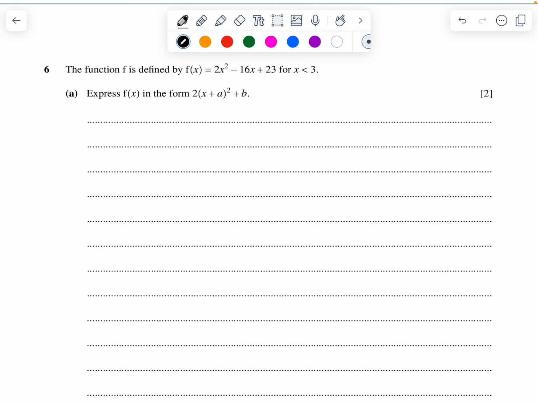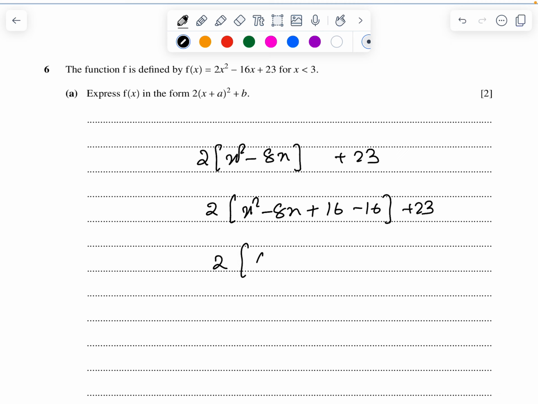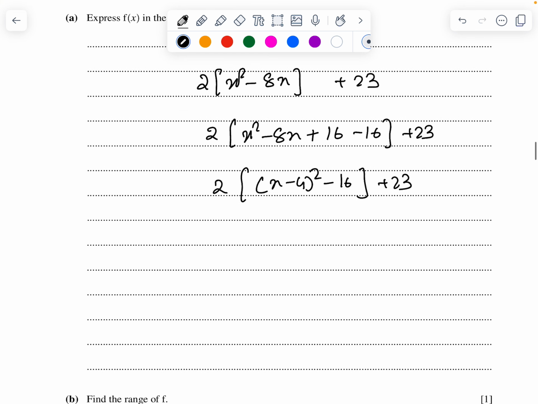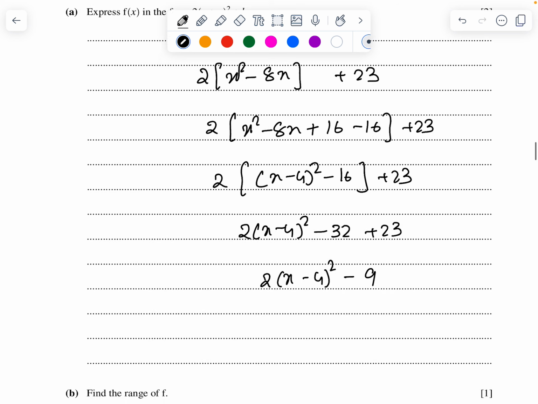Question number 6. The function f is defined as f of x equals 2x squared minus 16x plus 23. Write down in this form. So take 2 common: x squared minus 8x plus 23. 2 times x squared minus 8x, add 16, subtract 16, plus 23. 2 bracket of x minus 4 whole squared minus 16 plus 23. So it becomes 2 bracket of x minus 4 whole squared minus 32 plus 23, which is 2 bracket x minus 4 whole squared minus 9.